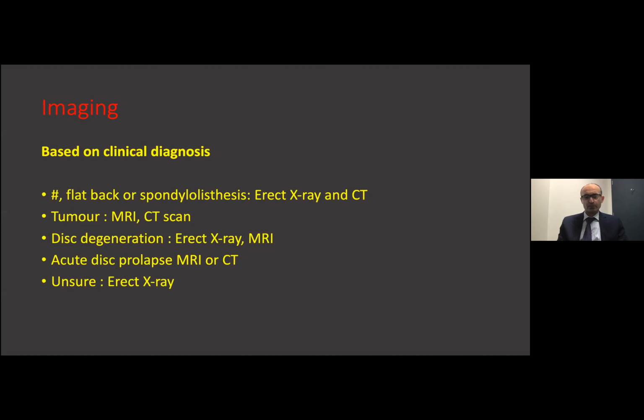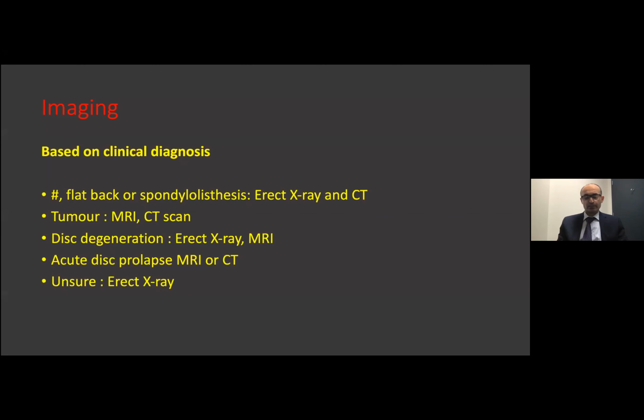One take-home message, if you want to have from tonight's presentation, is the importance of erect X-ray. I always get erect, and I'll show you why in the few slides to come. For any query about fracture, flat back, which I'll explain, or spondylolisthesis, I start with a simple erect X-ray. That gives me a lot of information. Malignancy, yes, MRI and CT is the way to go. For degeneration, erect X-ray also helps me with the definition of sagittal balance and normal alignment of the patient, and an MRI scan would also be helpful and give me additional information.